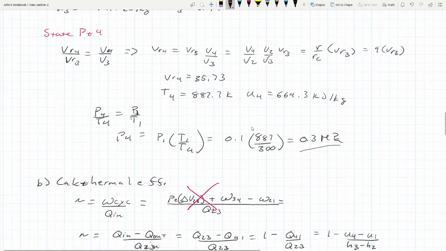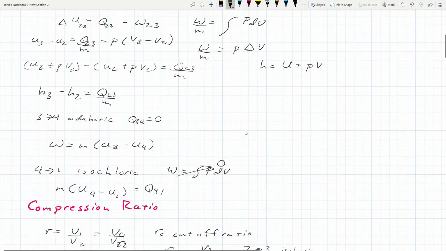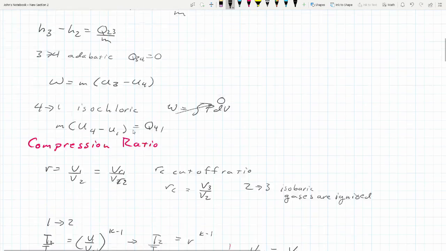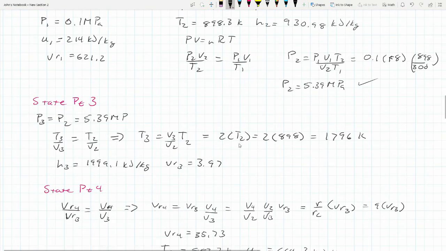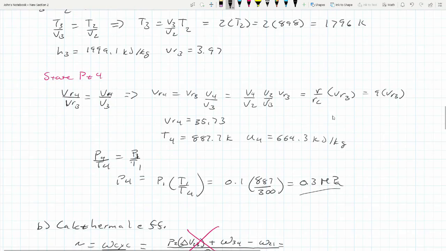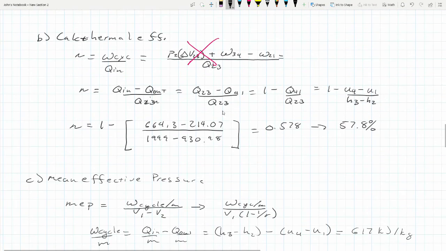because we can find the heat in for 2 to 3, if you recall, from it being the change in enthalpies. And 4 to 1, it's isochoric, so just use internal energies, because work is 0. Where am I? Here we go. And you just simply plug in your numbers, you get 57.8% efficient.